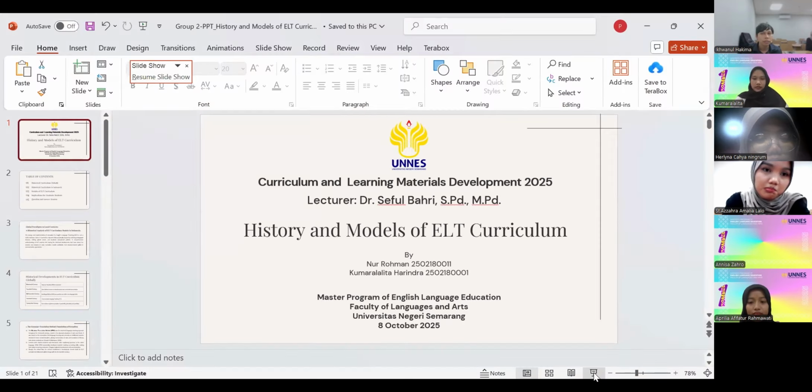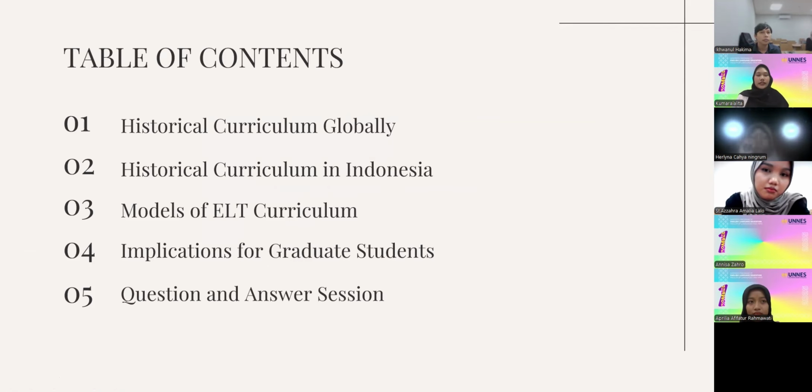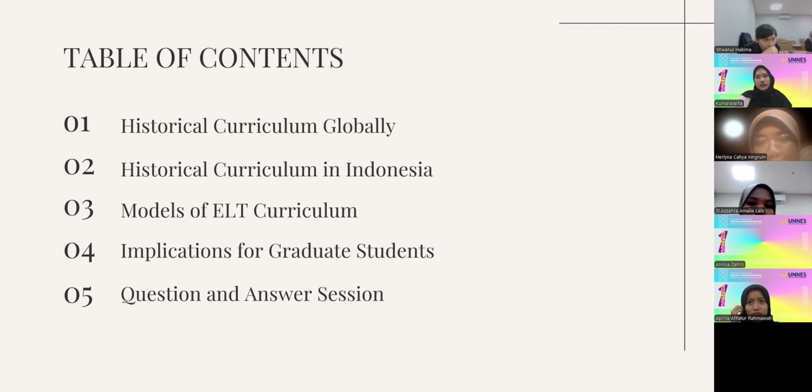So here is the table of contents, the things that we would like to present. The first one is the historical curriculum globally, the curriculum that generally happened in the world. The second one is the historical curriculum in Indonesia, the curriculum that always changes according to the government. The third one is the models of ELT curriculum, the fourth is implications for graduate students, and the last one is the question and answer session.